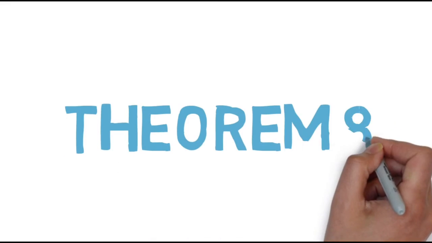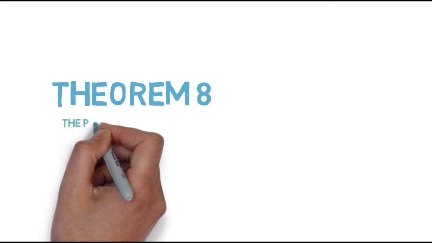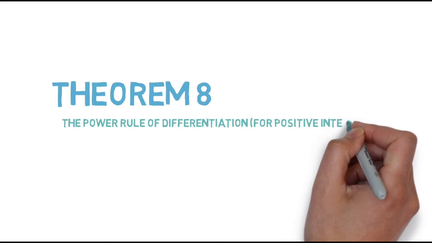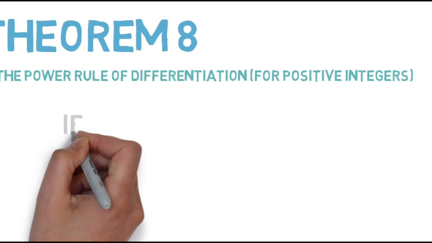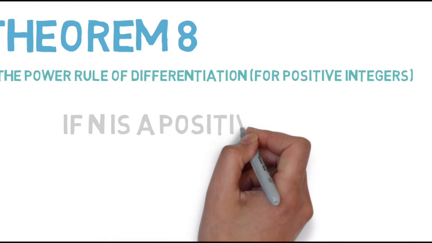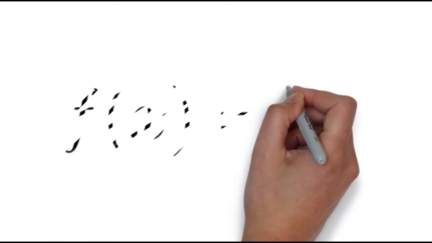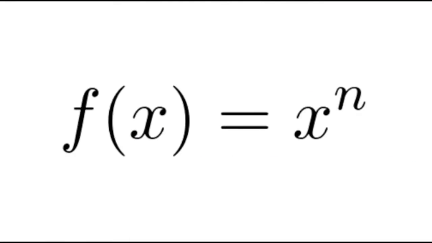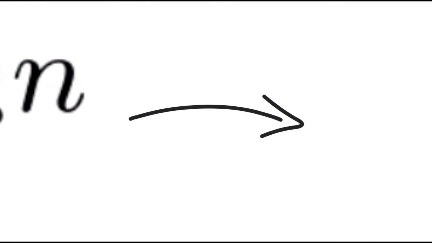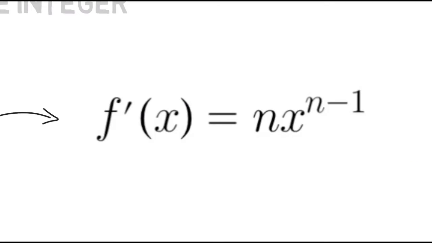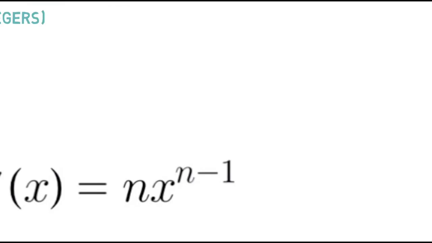First, we will be tackling Theorem 8 or the power rule of differentiation for positive integers. The theorem states that if n is a positive integer, and if f of x is equal to x to the power of n, then f prime of x is equal to nx to the power of n minus 1.